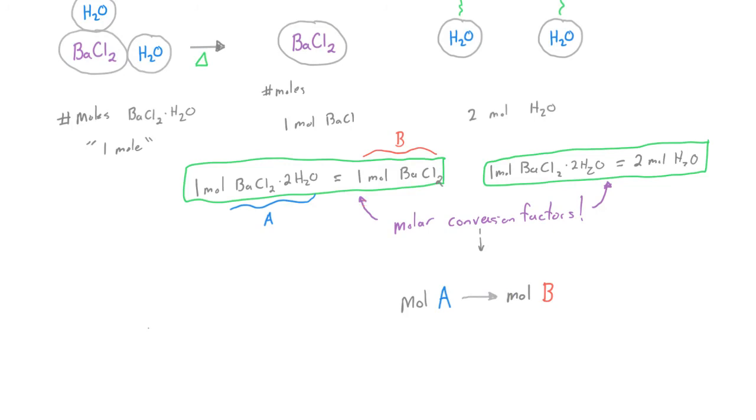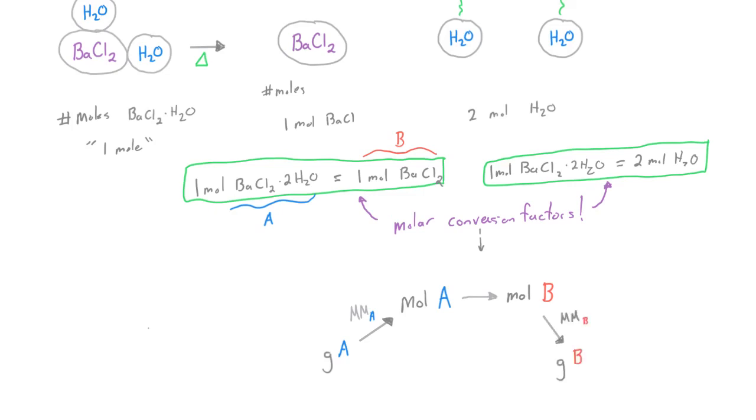The question is how do we bring grams into this situation? So for example, how do we convert grams of barium chloride dihydrate into moles of barium chloride dihydrate? That's right, we need to use the molar mass of barium chloride dihydrate, which in this case I'm representing with the letter A.